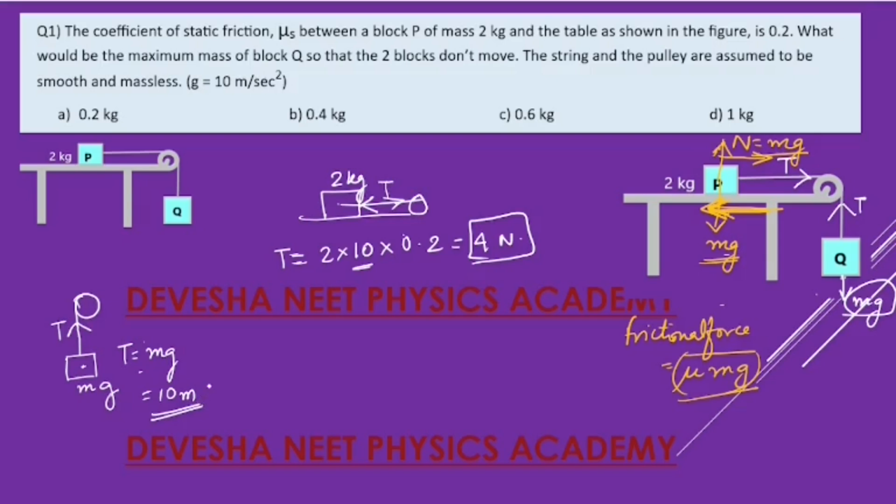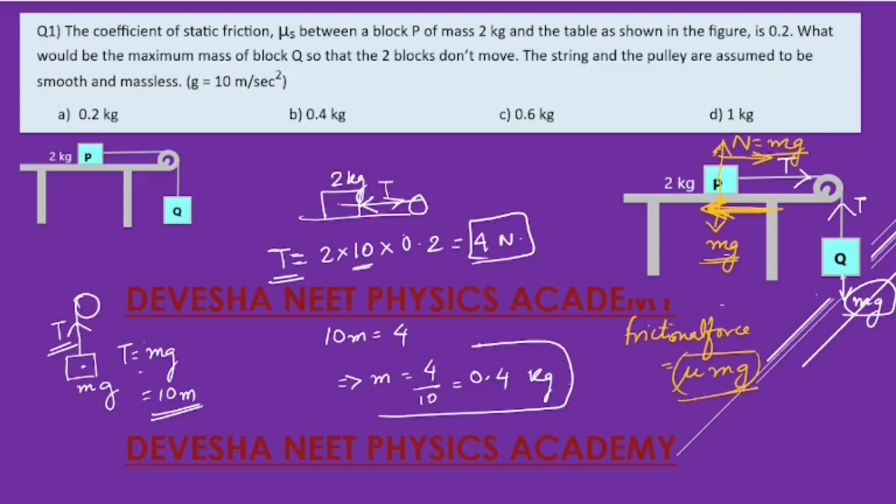For equilibrium, this T is equivalent to this T, because it is not moving, and the T is the same. So we can say that 10 m is equal to 4. Then m, the mass of Q, is equal to 4 by 10, which is 0.4 kg. This is the answer.